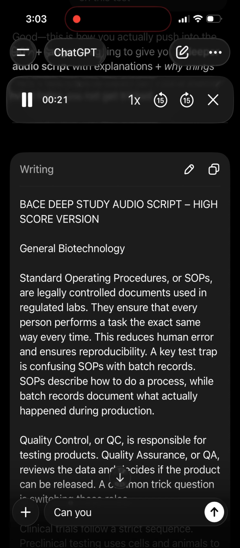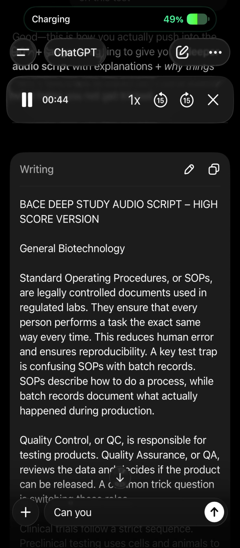SOPs, or standard operating procedures, are legally controlled documents used in regulated labs. They ensure that every person performs a task the exact same way every time. This reduces human error and ensures reproducibility. A key test trap is confusing SOPs with batch records. SOPs describe how to do a process, while batch records document what actually happened during production.